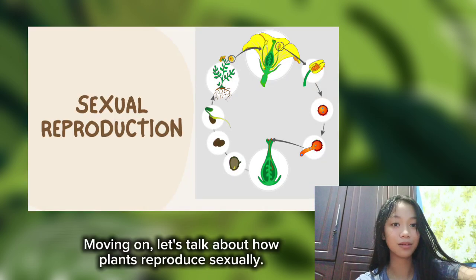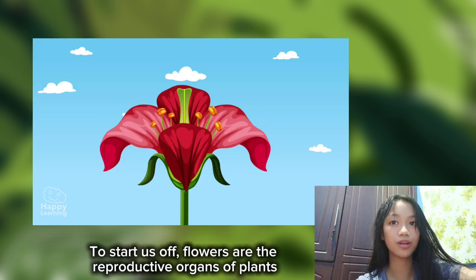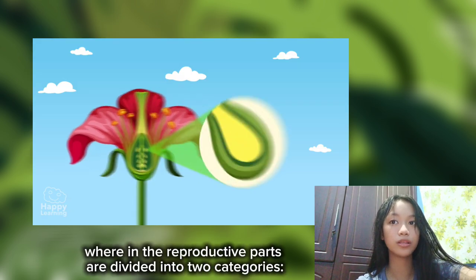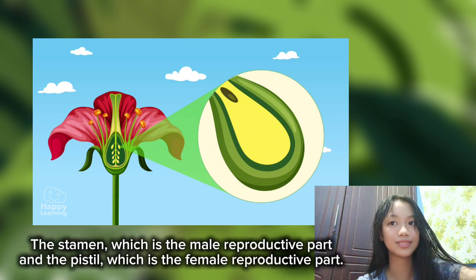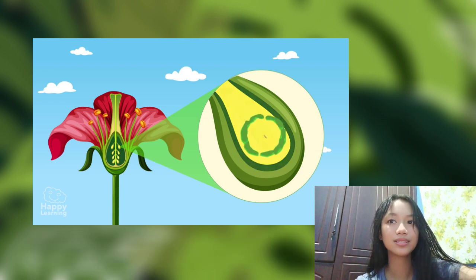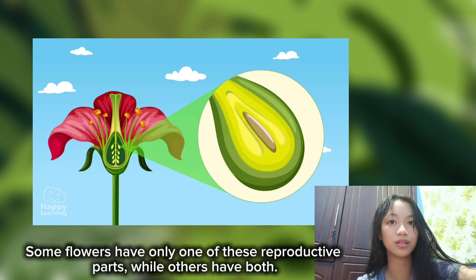Moving on, let's talk about how plants reproduce sexually. To start us off, flowers are the reproductive organs of plants, wherein the reproductive parts are divided into two categories. First we have the stamen, which is the male reproductive part, and then we have the pistil, which is the female reproductive part. Some flowers have only one of these reproductive parts, while others have both.